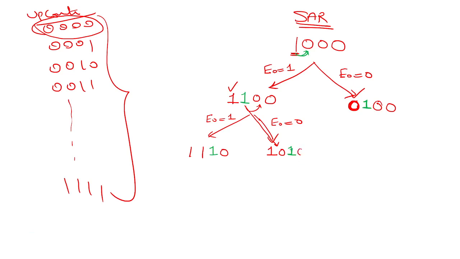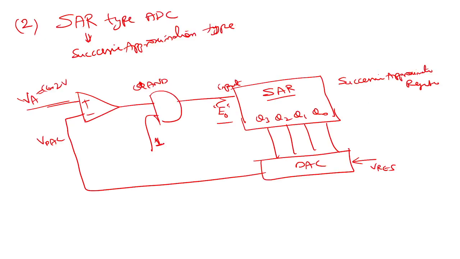The principle is same. If you receive E naught as 1, don't do anything to the MSB. Change the next MSB and keep doing the iteration. If you receive E naught equal to 0, change the MSB to 0 and change the next MSB. That's it. Okay. Now how does this work now?